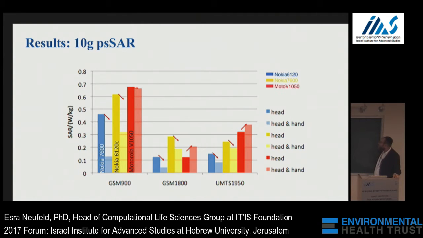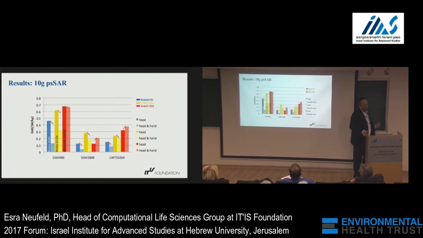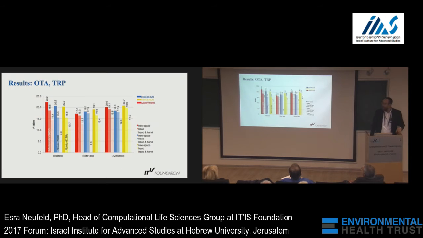So from these type of compliance measurements, what you see is that there is an effect of the presence of the hand. In some cases, that is quite a dramatic decrease. In other cases, it's an increase of exposure as a result of the presence of the hand. So the hand has a non-negligible important impact.